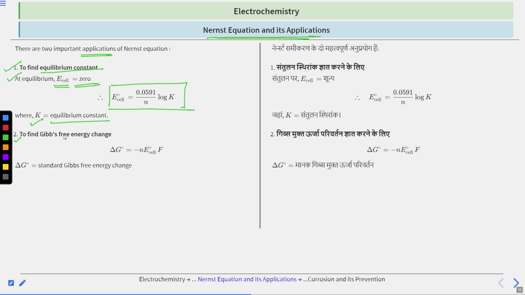The second application is to find the Gibbs free energy change. So del G naught is equal to minus N E naught of cell F. Okay, so you can also find the Gibbs free energy change using the E naught of cell, the electromotive force of cell. So E naught of cell will come out from the Nernst equation, and here del G naught is the standard Gibbs free energy change. Okay, so this is the equation when we use the Nernst equation for finding the Gibbs free energy.